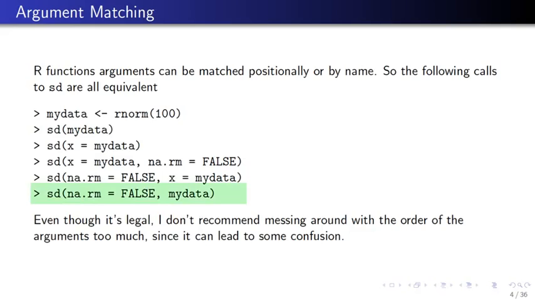Now what happens if I name one argument and don't name the other? Well, what happens is that the named argument is set, and you can think of it as being removed from the argument list. And then any other things that are passed will be matched to the function arguments in the order in which they come. So, for example, SD, after you remove the na.rm argument, only has one more argument left, and so my data will be assigned to that argument.